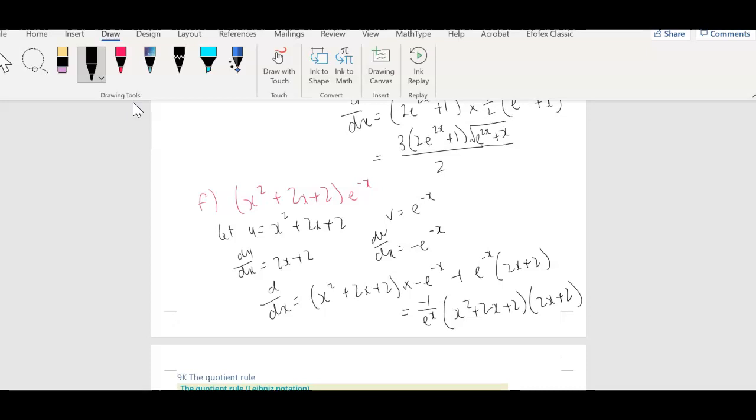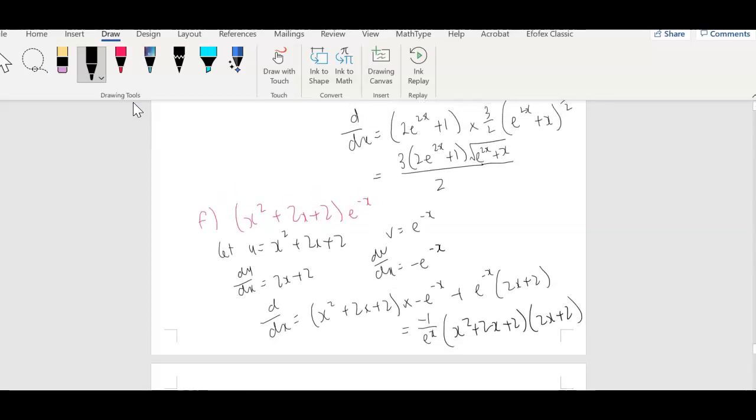All right, so I'm going to leave it there because it's quite a long video, but please make sure you understand how to use the product rule. As I said, it is on your formula sheet, so as long as you can find the derivatives of functions, you can use the product rule.